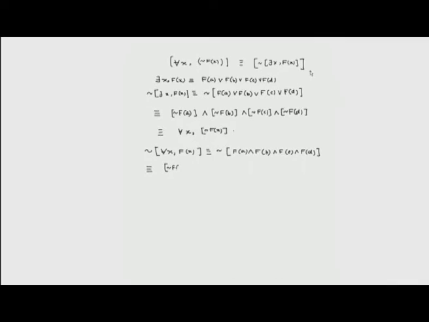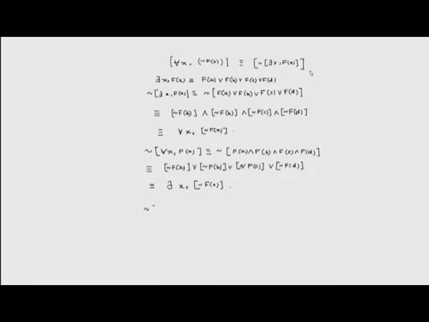If we take up the next equivalence, we start from not of for all x f x, which is equivalent to not of f A and f B and f C and f D, which is equivalent to not of f A or not of f B or not of f C or not of f D, which means there exists x such that not of f x.